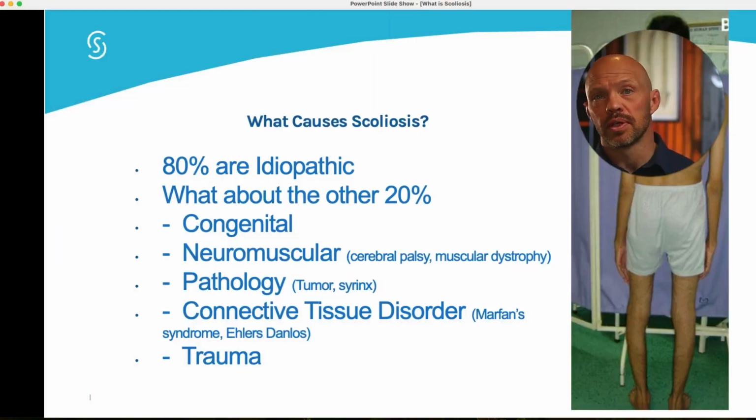And then there could be scoliosis secondary to connective tissue disorders like Marfan's or Ehlers-Danlos. These are connective tissue disorders. People have hypermobility, and a lot of times their body doesn't hold themselves upright and they can actually collapse. And then one of the last ones I'm going to talk about is trauma. You could have scoliosis that is secondary to a trauma.